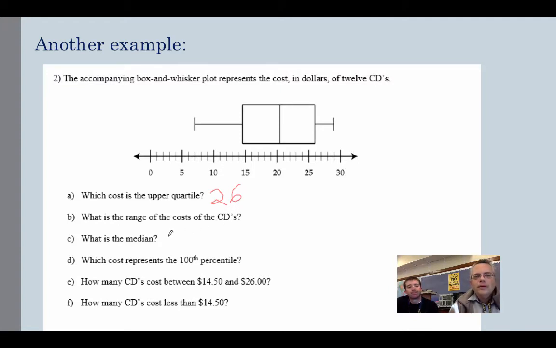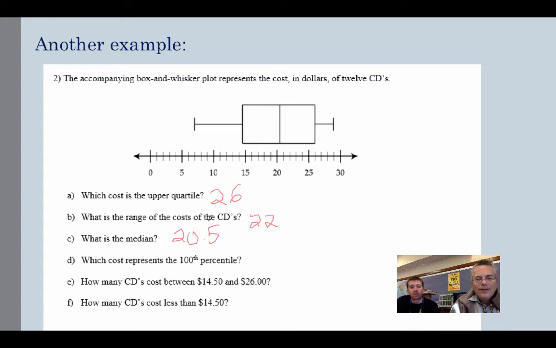What is the range of cost of the CDs? Well, the range would be from 7 to 29. So 29 minus 7 would give you 22. Sometimes when people say the range of costs, they might say they vary from 7 to 29. The actual statistic range is the max minus the min. So sometimes that word's used both ways. Mr. Lewis, so far 2 out of 2. What's the median? The median looks like it's right here between 20 and 21. I'm going to go 20.5.